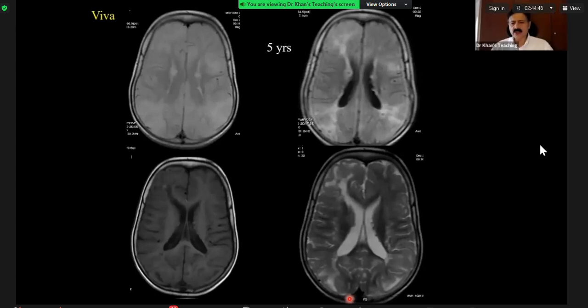What is the location of subependymal giant cell astrocytoma usually? It's within the ventricle, and it's subependymal. So where in the ventricle? It's in the frontal horn. It can be in the trigone as well, but mainly in the frontal horn.